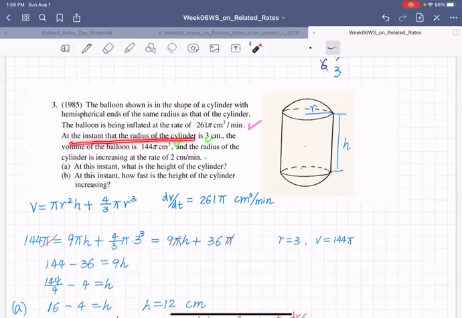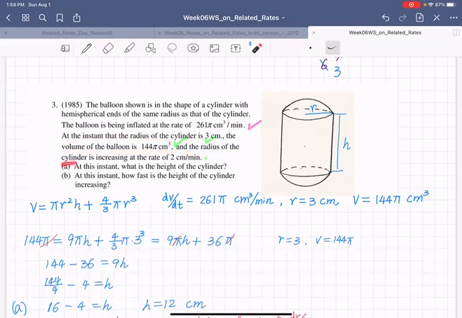Next. At the instant, the radius of the cylinder is 3 centimeters. So r equals 3, correct? Okay. Next sentence. And the volume of the balloon is 144 pi centimeters cubed. So volume is 144 pi centimeters cubed. Next.